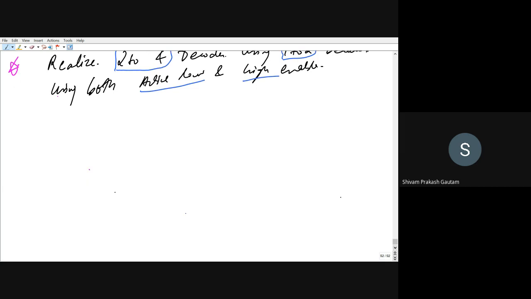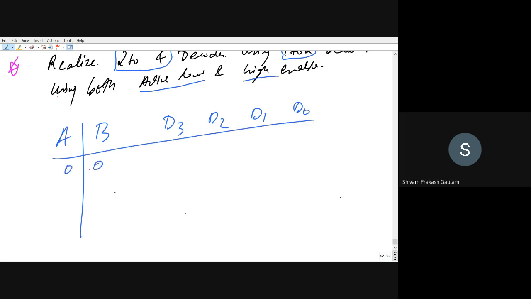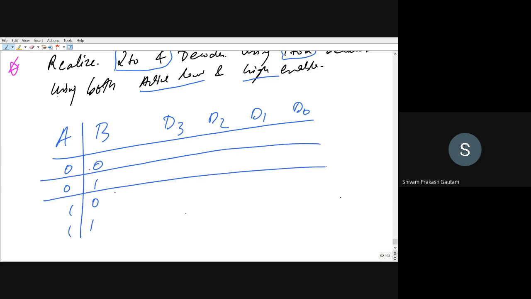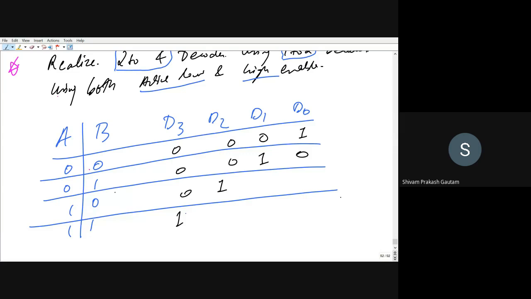So let us just draw the truth table. A and B, the 2 to 4 decoder we want, so that means we will have D3, D2, D1 and D0. That is 4 possible combinations: 0 0, 0 1, 1 0, 1 1. So for 0 0, D0 will be high. For 0 1, D1 will be high. For 1 0, D2 will be high. For 1 1, D3 will be high. For all the rest, outputs will be 0. So this will be the truth table.